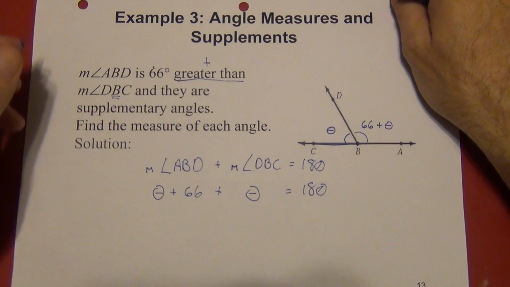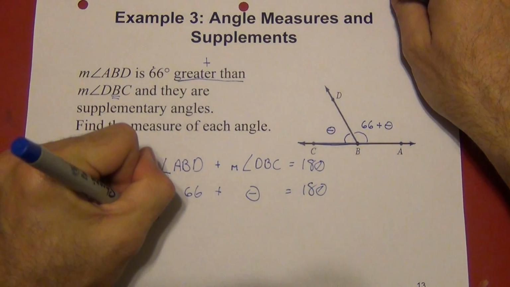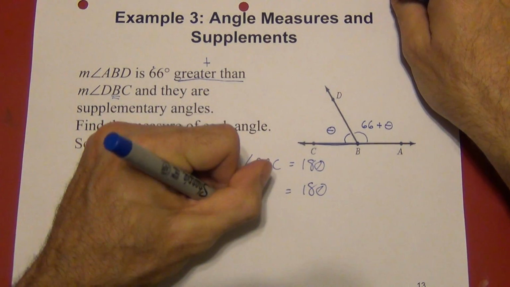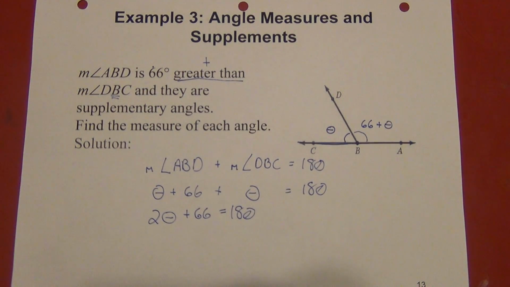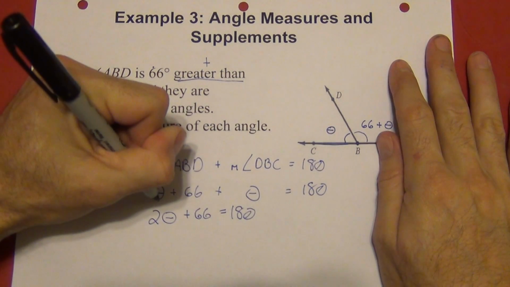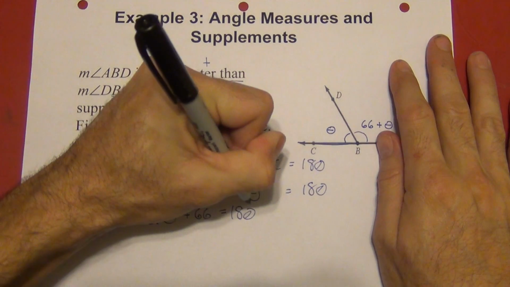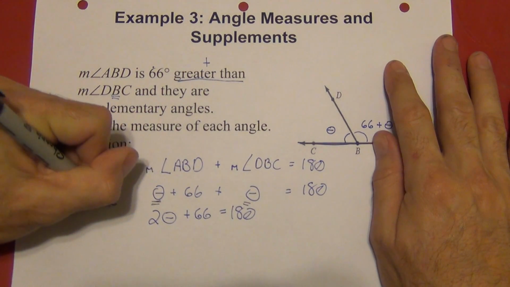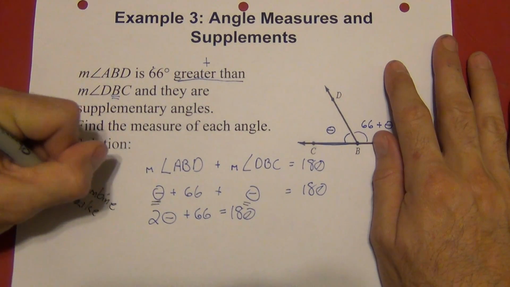And so now all I need to do is combine like terms. 2 theta plus 66 is equal to 180. Now I don't know what level you're watching at right here, but of course the theta is the same here and here, and so basically I just combine like terms.